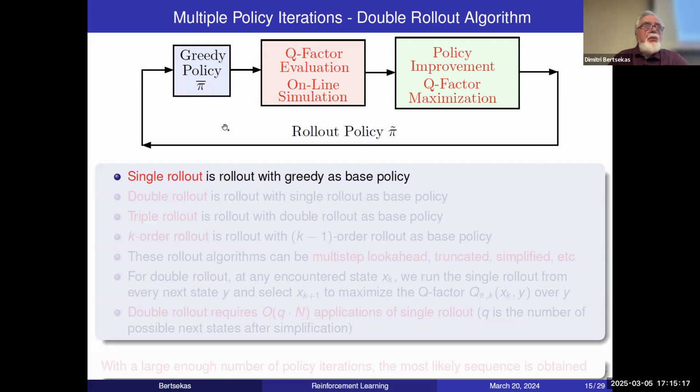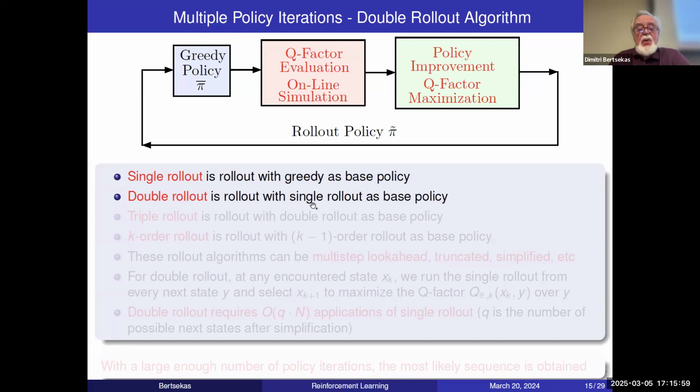In particular, let's consider policy iteration. Remember that rollout is the first policy iteration, but you can continue with a second policy iteration and so on. And all of this works in a loop like this. You have the greedy policy. You evaluate it by calculating the corresponding probabilities, and then you're improving by maximizing the Q factor, and you obtain the Q factors, and then you obtain the rollout policy, and that's single rollout with greedy as the base policy.